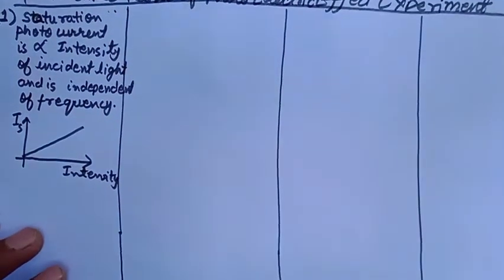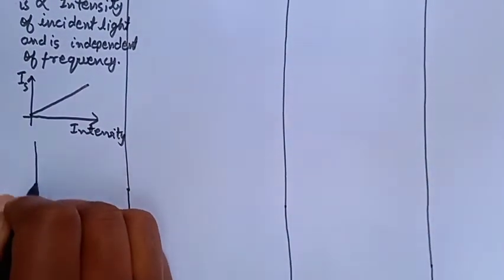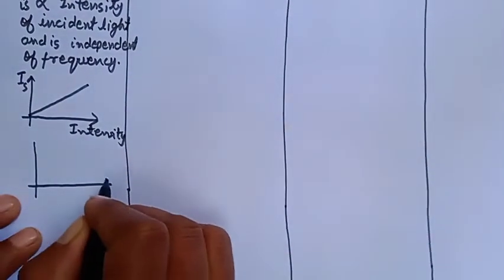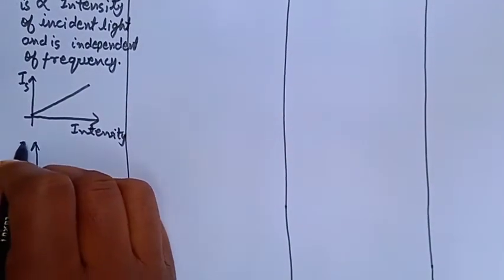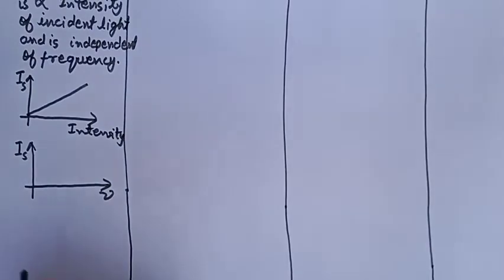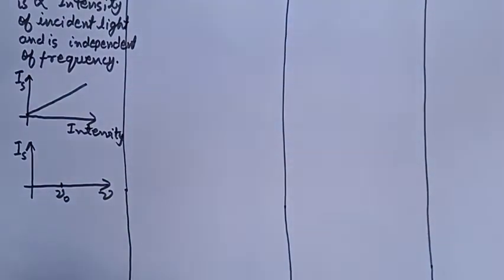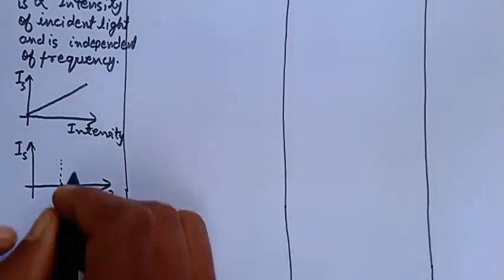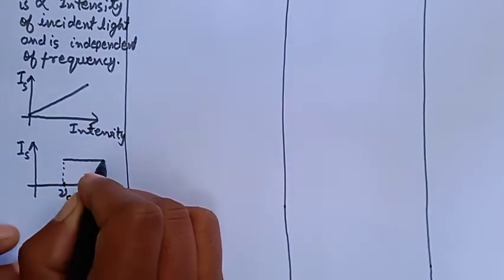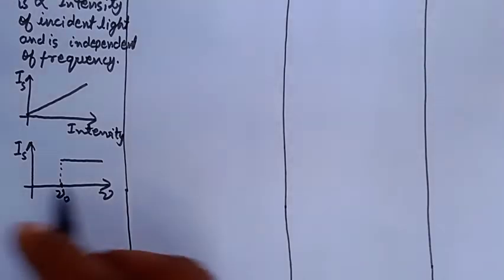Next thing, if we want to draw a graph between frequency and photocurrent, then till threshold frequency actually no photoelectric effect takes place, but above that, for a given intensity, it remains constant.